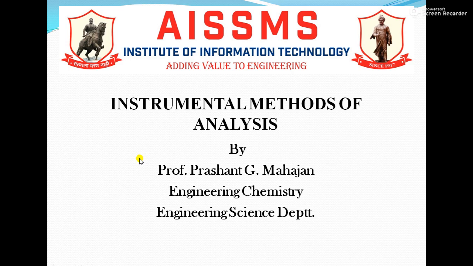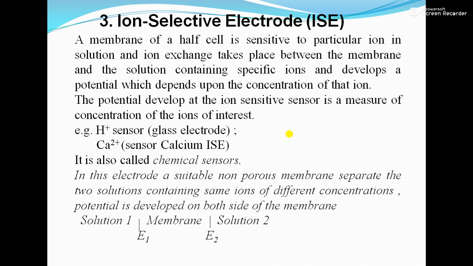So today we are going to see the topic ion selective electrode from the unit instrumental methods of analysis. So already we have seen glass electrode and calomel electrode. The third part is ion selective electrode. So ion selective electrode, the name itself indicates that the electrode is specific for a particular ion. Means what? If the ion is H plus selective, then that membrane is called as glass electrode. If it is selective for calcium, then it is called as calcium ion selective electrode.